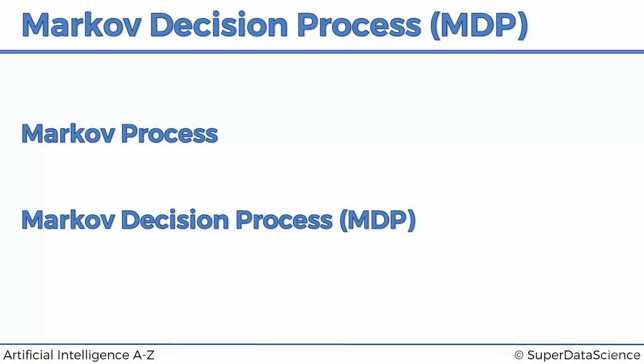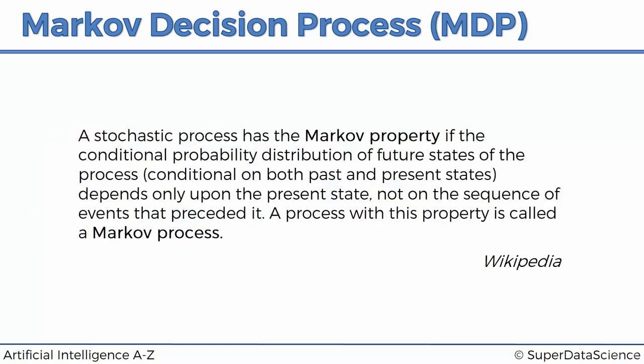And you know how much I don't like to put definitions and lots of text on the slides, but in this case, it is necessary for us to go through them. So let's have a look. A stochastic process has a Markov property if the conditional probability distribution of future states of the process, conditional on both past and present states, depends only upon the present state, not on the sequence of events that preceded it. A process with this property is called a Markov process.